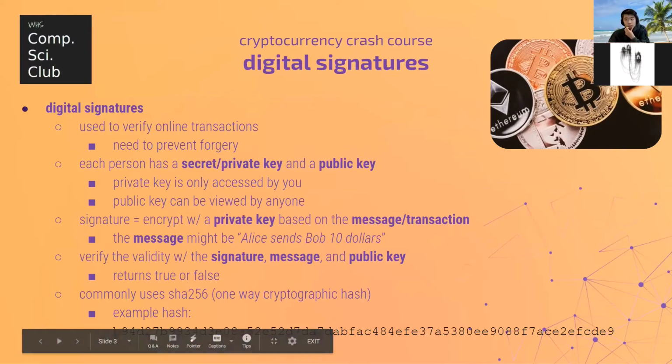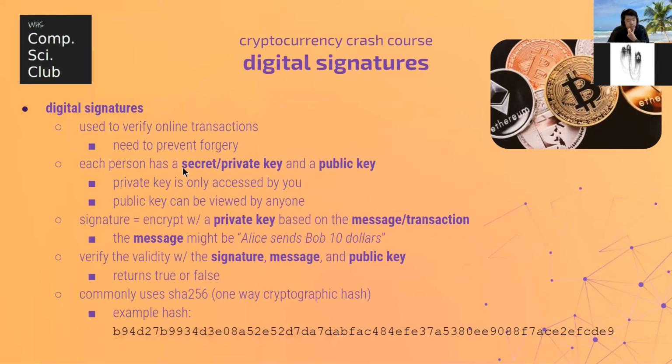So to do that, we're going to be using a secret, or private, key, right? So that's one key, and then a public key. And these are a key pair. They're paired together, basically. Obviously, the private key is only accessed by you. The public key can be viewed by anyone. And that's how the main thing works.